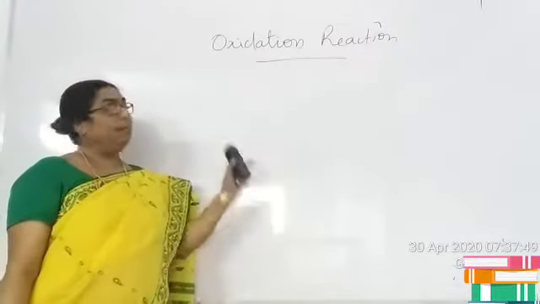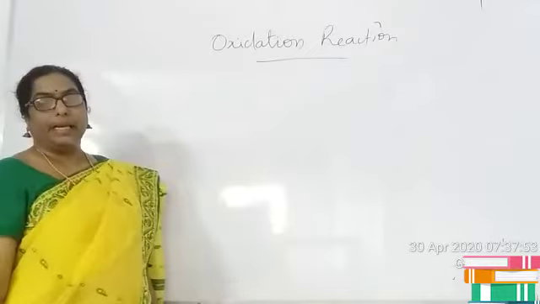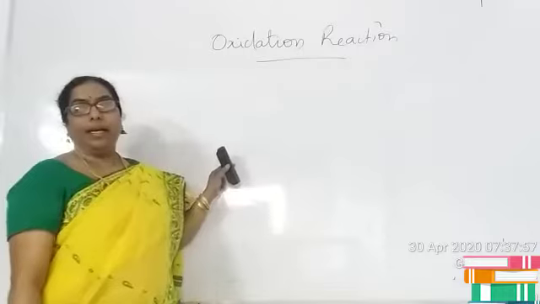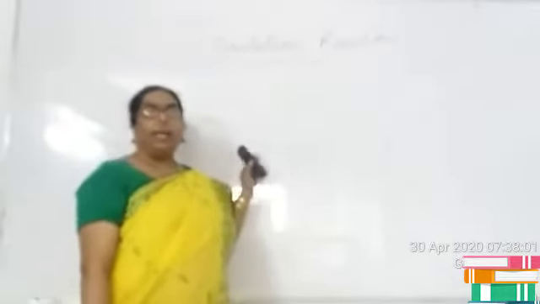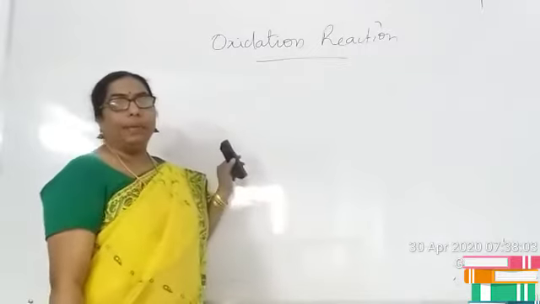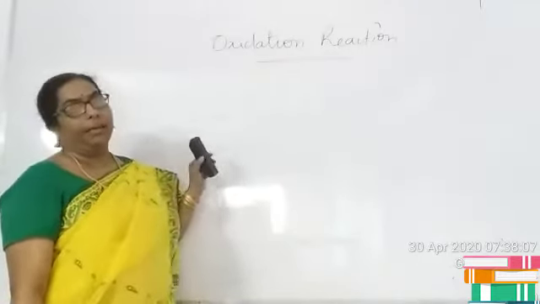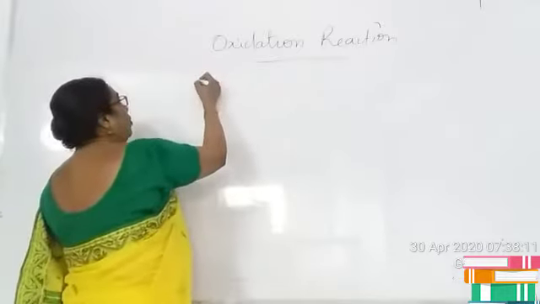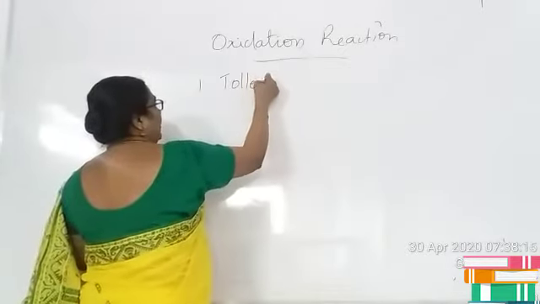Let us start our class by explaining about oxidation reactions of aldehydes and ketones. Students, we have already discussed that aldehydes are more reactive than ketones. That means aldehydes undergo oxidation in the presence of weak oxidizing agents like Tollens reagent, Fehling's solution, etc. So first, let us study the oxidation of aldehydes in the presence of Tollens reagent.